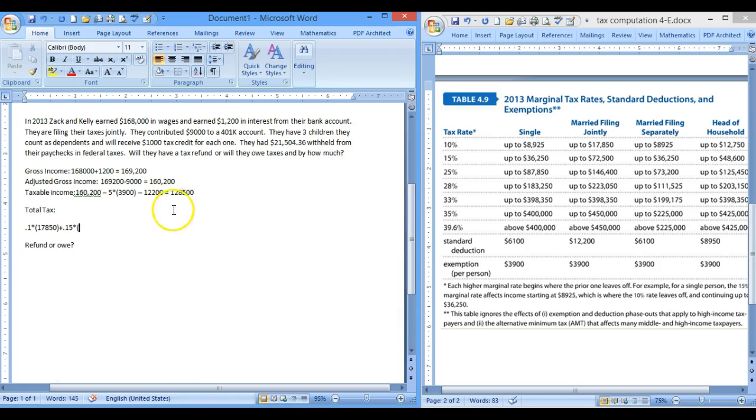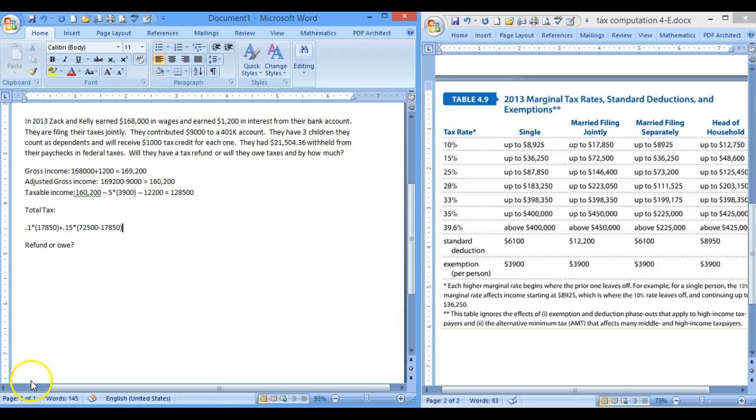The next one, we're going to go up in the bracket, up to 72,500. Their taxable income is above that, so we're going to go straight to the top of that bracket at 72,500. But I'm not taxing them on all of that because I already taxed 10% of the first part, so I'm going to subtract 17,850.